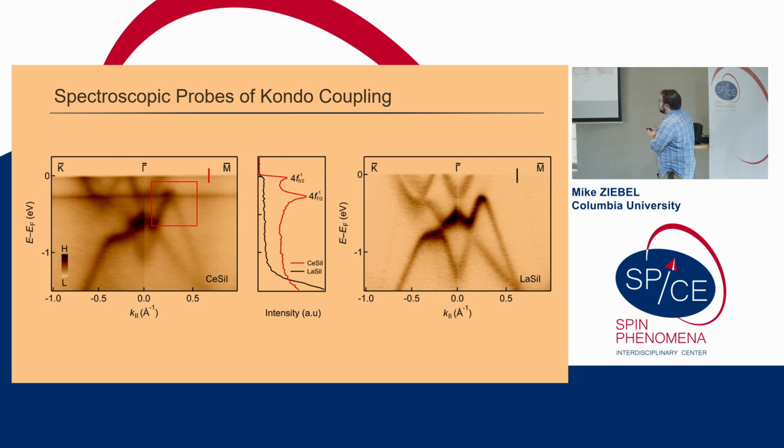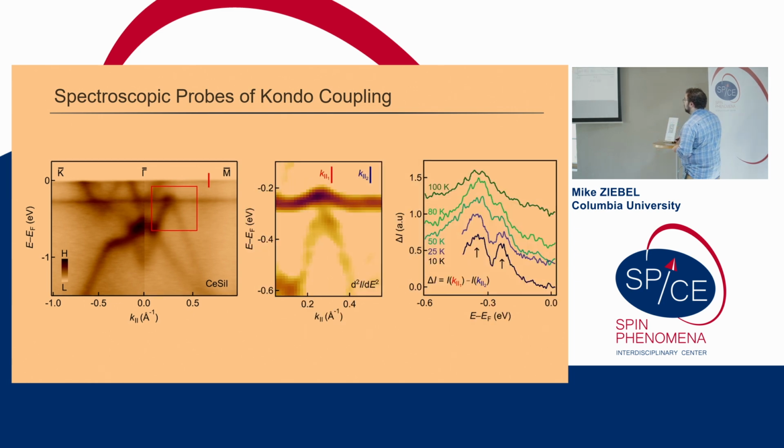So here, I'm showing ARPES data for the cerium compound on the left and the lanthanum on the right. We can see that for the most part, their band structures are quite similar to each other in terms of their dispersive bands. And the main difference is these two flat bands, one right at the Fermi energy and one slightly below in the cerium case. These are two different 4f states where they are split by the spin-orbit coupling of cerium. And so the fact that we see these bands right at the Fermi energy is a first confirmation that we do in fact have a Kondo interaction in this material.